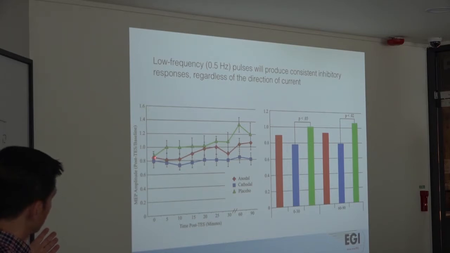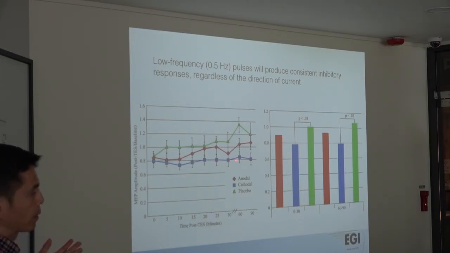But you can see that according to our prediction, it doesn't matter the direction of current. We expected a decrease throughout. And indeed, that's what we find, okay? But the big thing is, the cathodal seems to be a little bit more effective, okay?